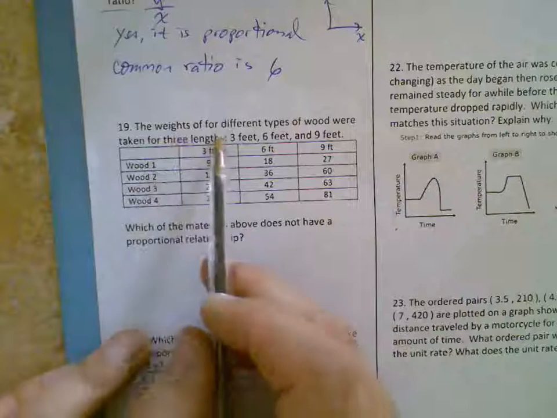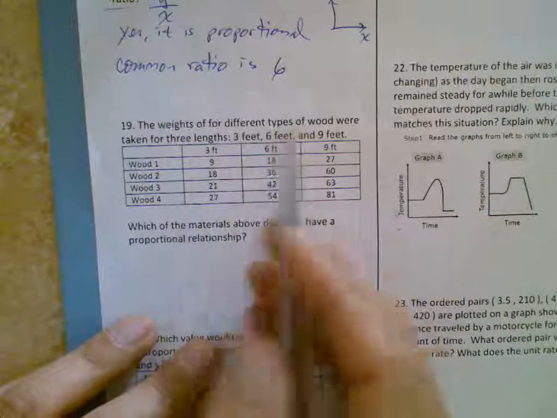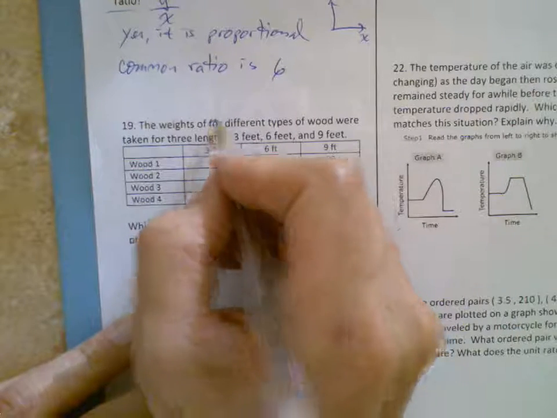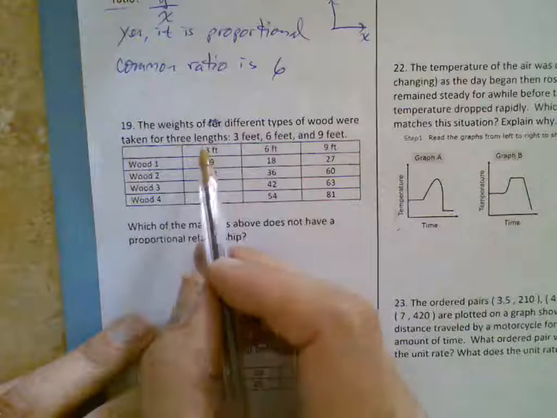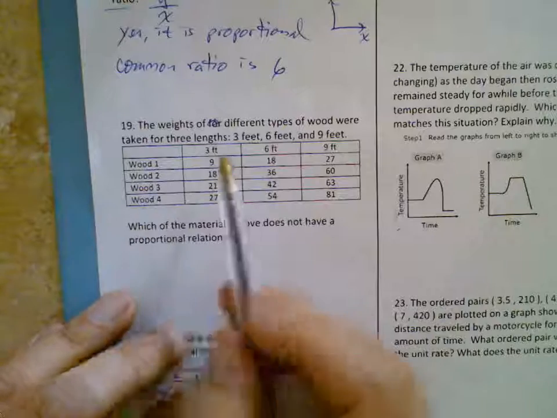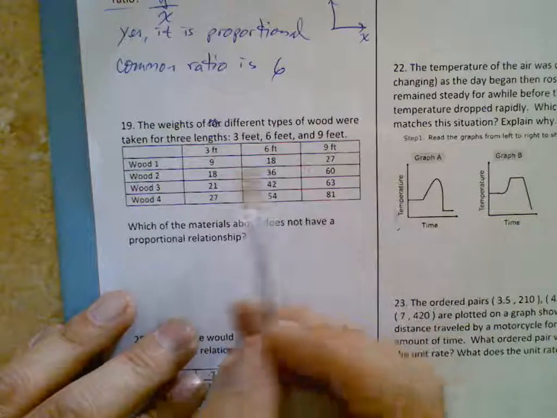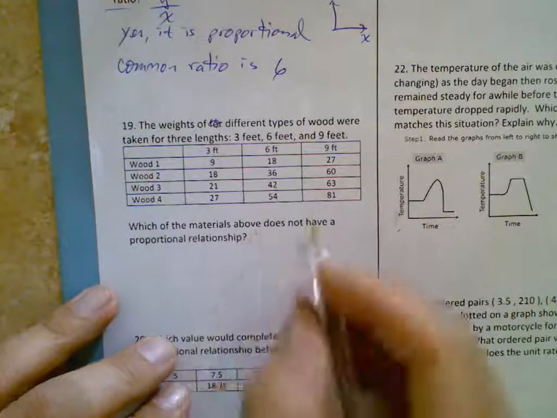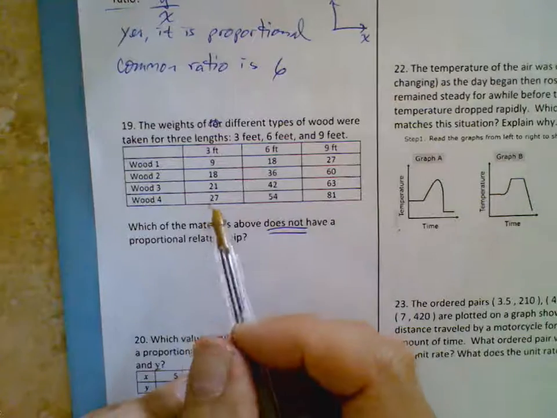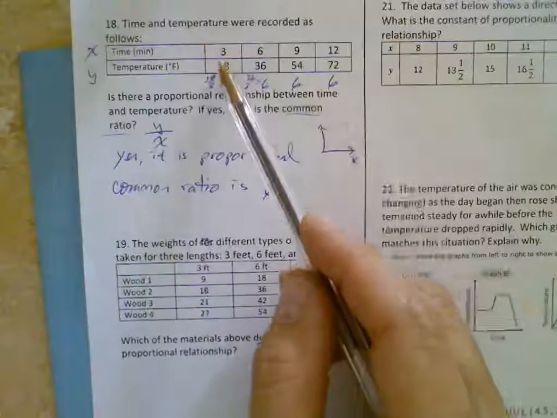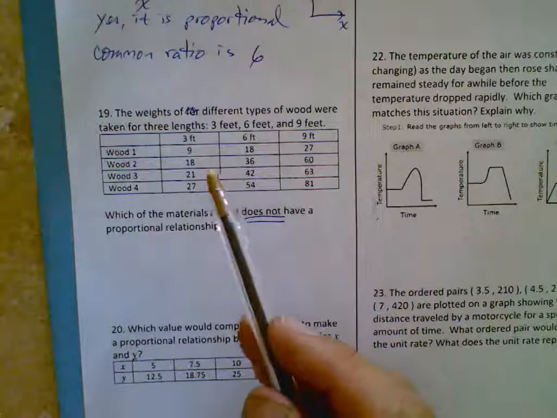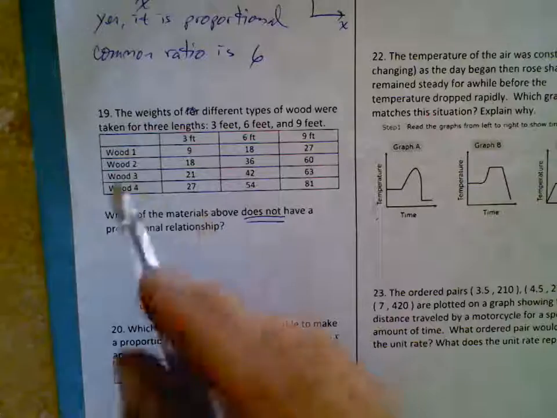The weights of different types of wood were taken for 3 lengths: 3 feet, 6 feet, 9 feet. Each wood is cut to different lengths, and here are the weights. Which of the materials above does not have a proportional relationship? I can test this by checking if there's a common ratio at each point. Once the common ratio does not appear, you know it's not proportional.